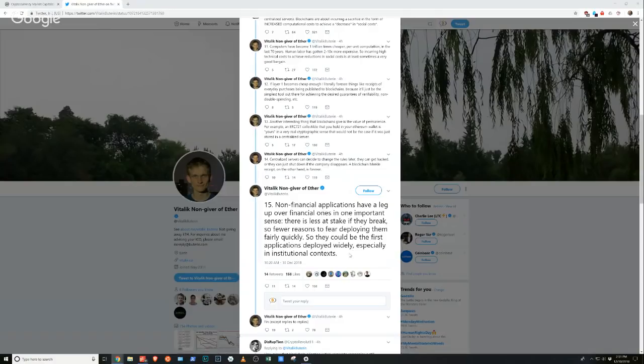Non-financial applications have a leg up over financial ones in one important sense. There is less at stake if they break, so fewer reasons to fear deploying them fairly quickly. Well, I mean, it depends on the application. There might be more at stake if it's your health records, right? Like you might value those more than financial, depending on the amount of money and what kind of health information it is. So they could be the first applications deployed widely, especially in institutional context.